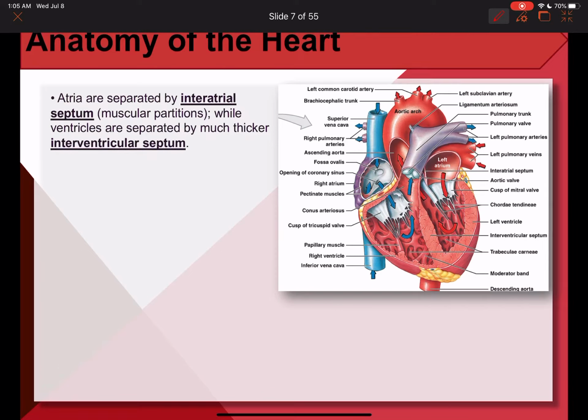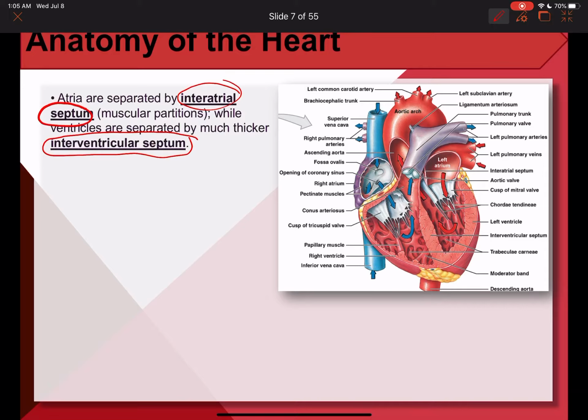So what are the muscular partitions that separate the two atria and two ventricles? Because we do have 4 chambers, but how are they separated from each other? They're actually separated by other muscles, and we give them names. The two atria are separated by the interatrial septum, and the two ventricles are separated by the interventricular septum.